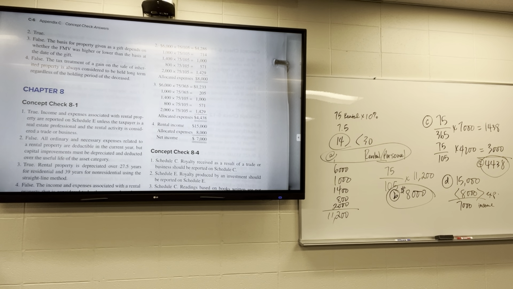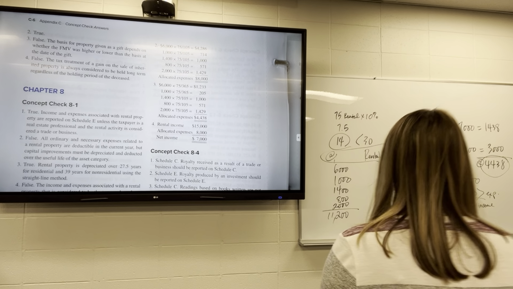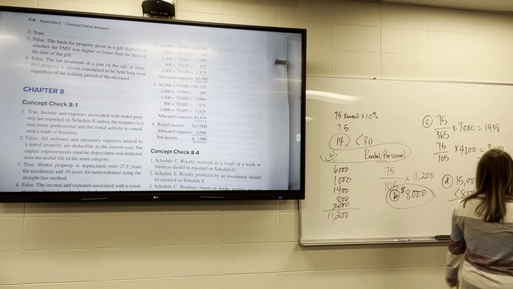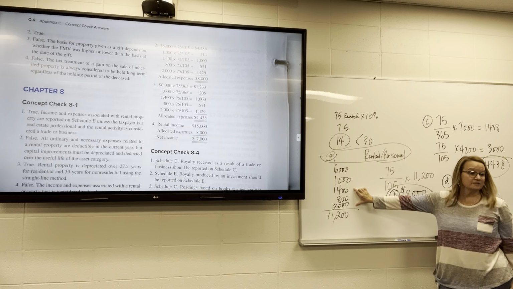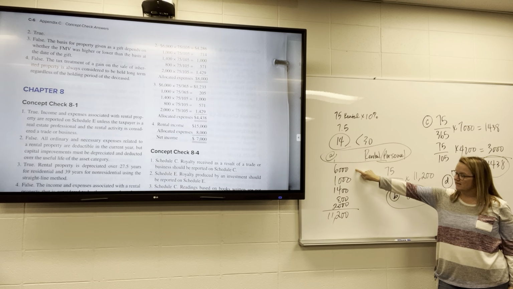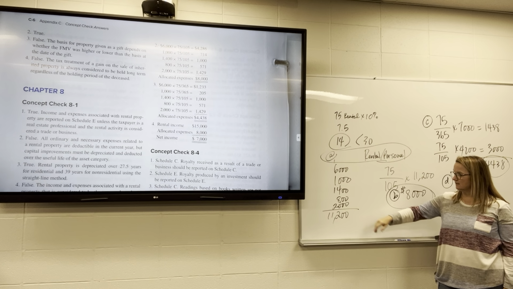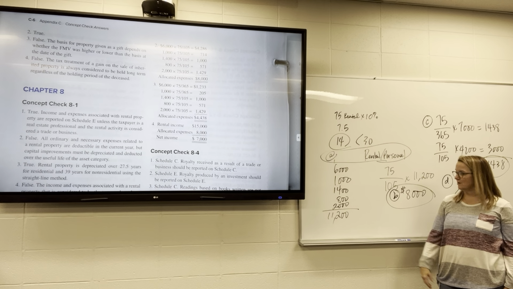Oh, yeah, I found it in the concept check. 4,438, never mind, I see that. And I didn't circle D, so yes. How did you get the 4,200? You take 7,000, and these three items: the mortgage interest, property taxes, and then everything else. Okay, I just couldn't see the very bottom of it.